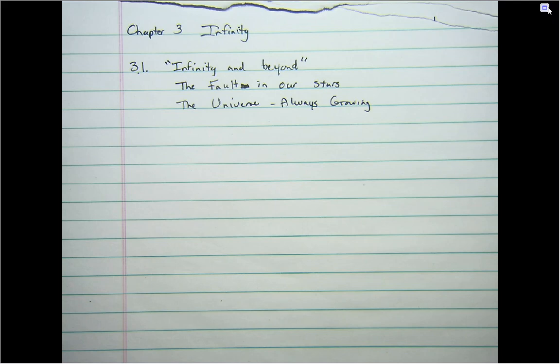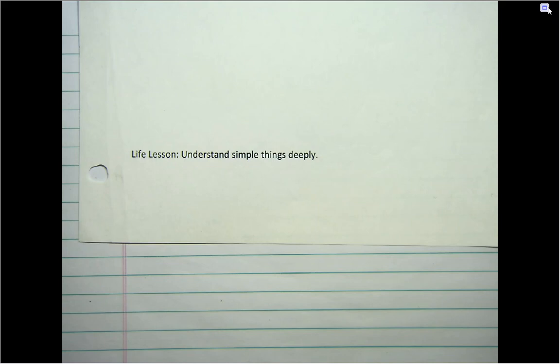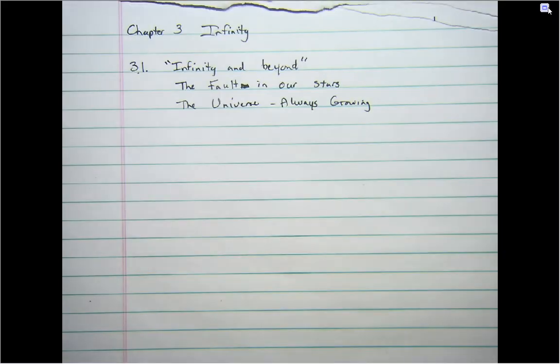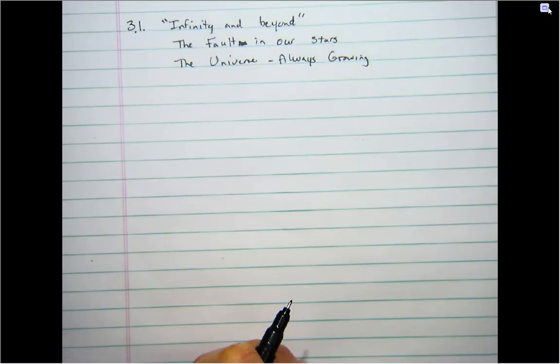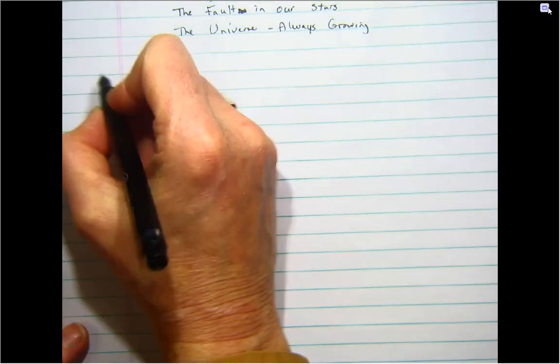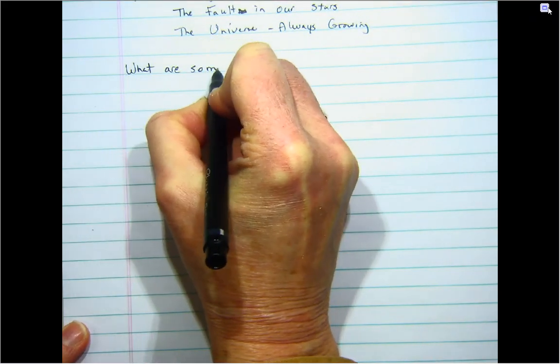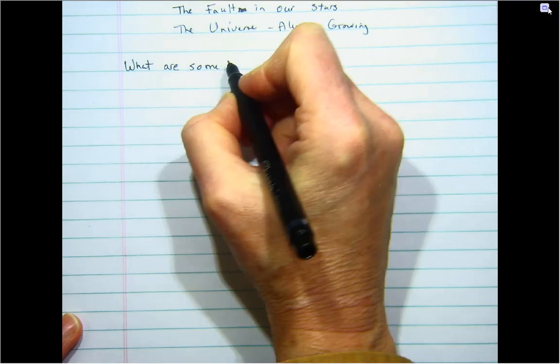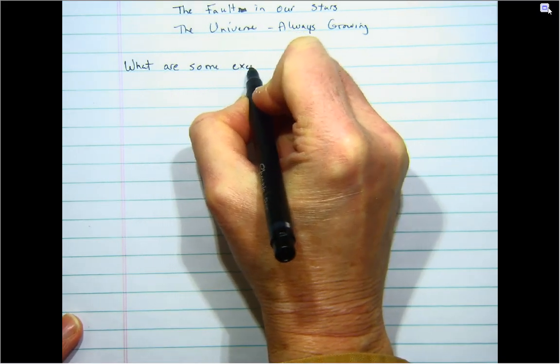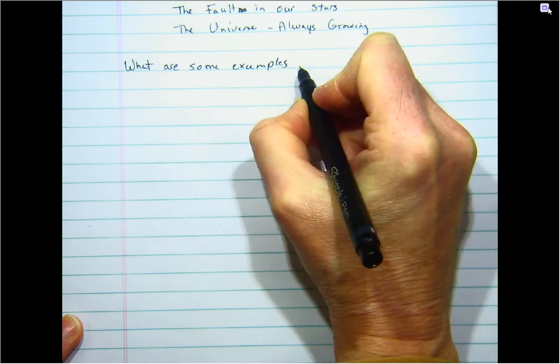So we are going to be talking about infinity in chapter 3. In 3.1 though, we start small. Okay, we're going to understand simple things deeply by starting with the finite. So we're going to look at some examples of finite sets. What are some examples of finite sets?